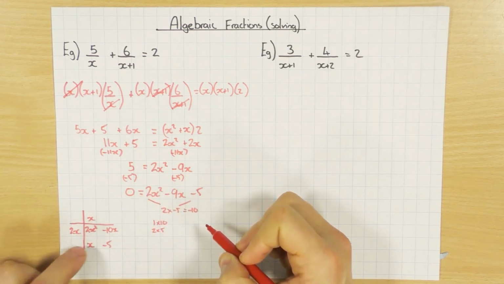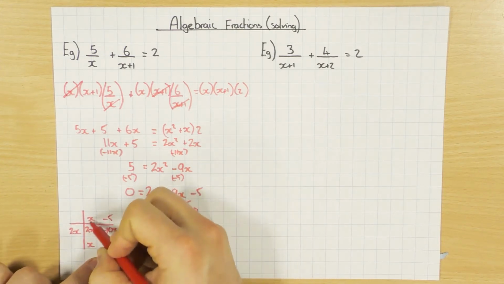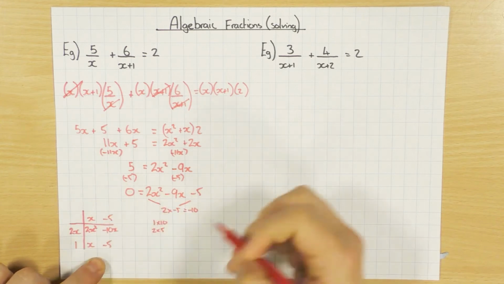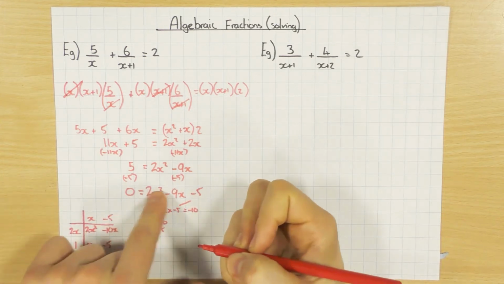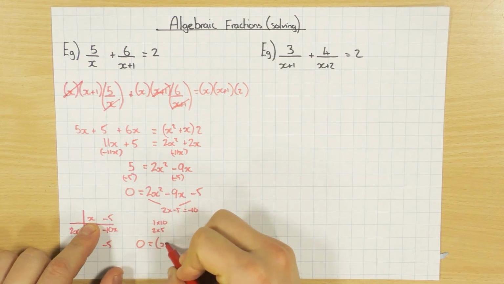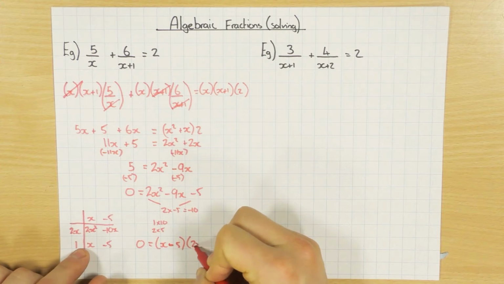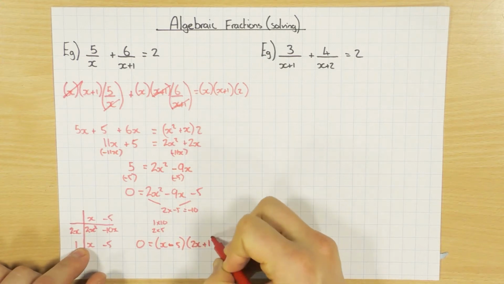2x times what gets me minus 10x? Well, minus 5. And then x times what gets me x? Well, that's 1. So when I factorise this, I get 0 equals x minus 5 and then 2x plus 1.